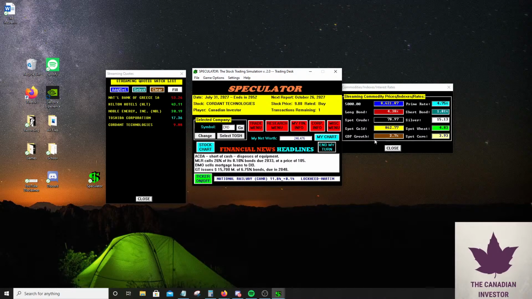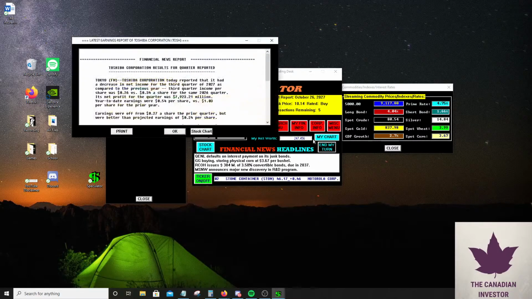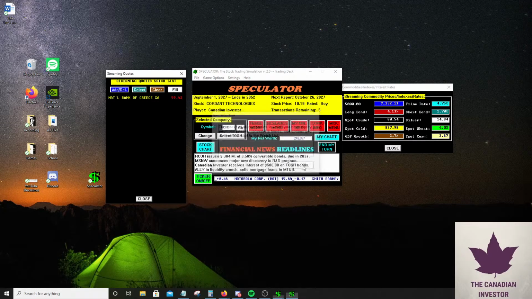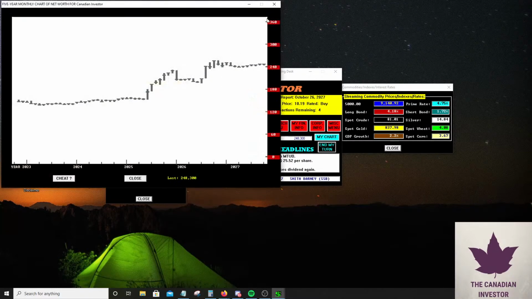So I don't really see a good idea of buying governments at the moment. Maybe if rates start going up to 8%, I might consider buying some governments. But right now, I think corporate bonds are worth it. On my chart, we're currently flat.